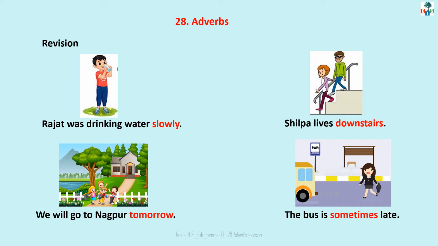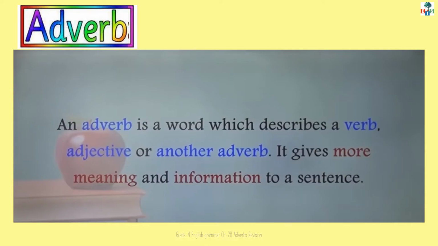Look at these examples. Rajat was drinking water slowly. Shilpa leaves downstairs. We will go to Nagpur tomorrow. The bus is sometimes late. The words in bold are adverbs. An adverb is a word which describes a verb, adjective, or another adverb. It gives more meaning and information to a sentence.